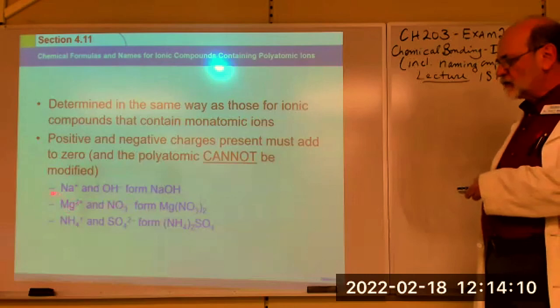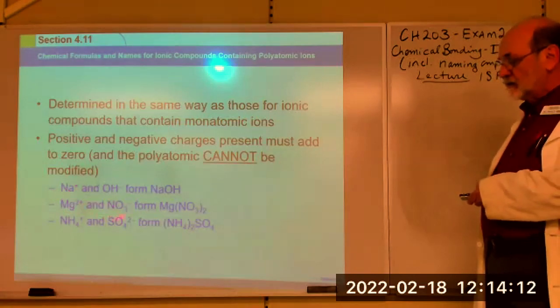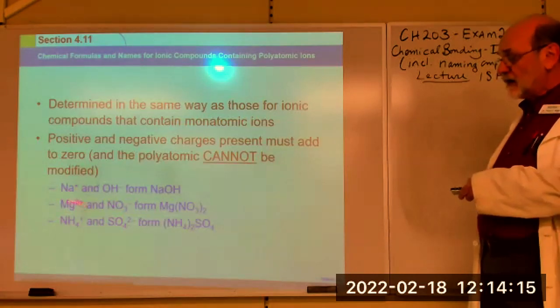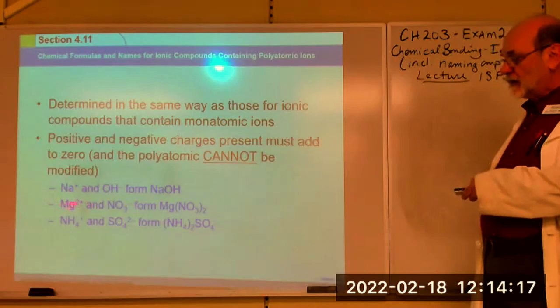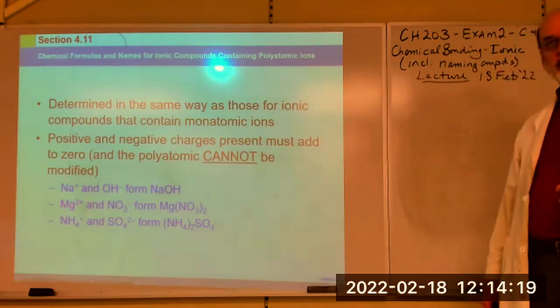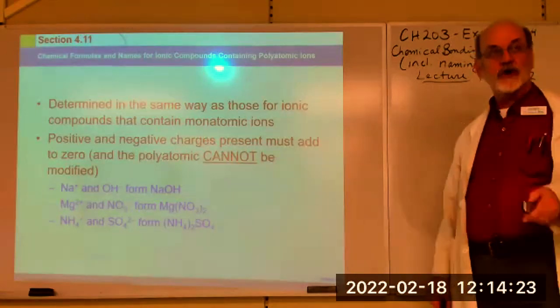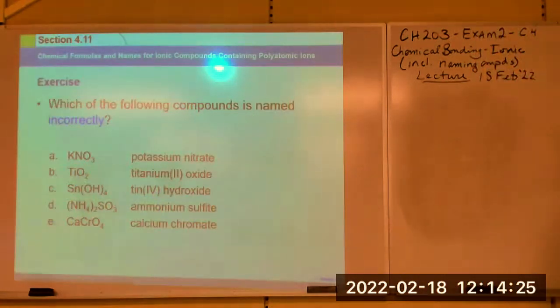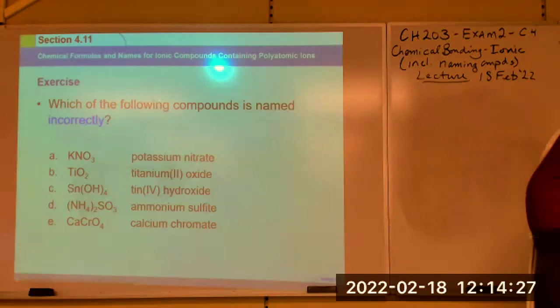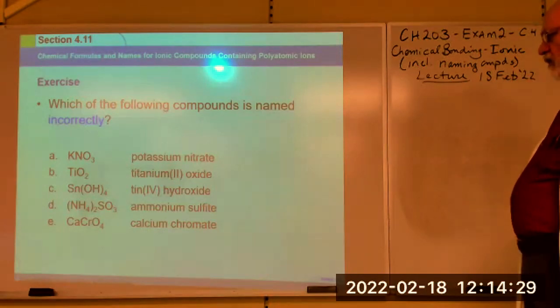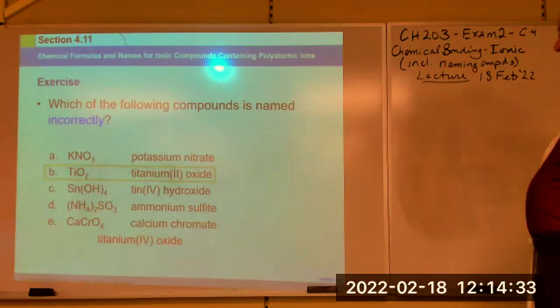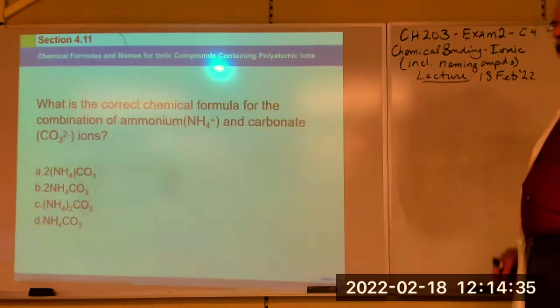These would be a type one. If we had a metal in here with multiple charges, it'd be type two. And you'd have to use the Roman numeral to say what the charge is. Okay. I thought we already did this one. We did. I don't know how that slipped in there.